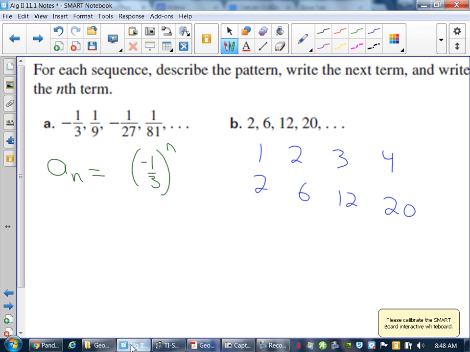How does a 1 generate a 2? How does a 2 generate a 6? How does a 3 generate a 12? How does a 4 generate the 20? What do you think, Jack?